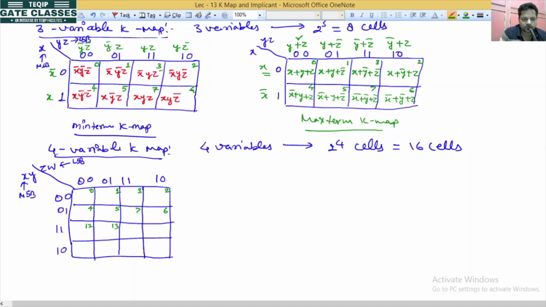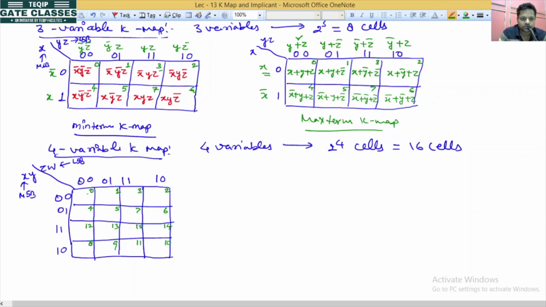From here, it will be 1 1, and from column it will be 1 1. So 1 1 1 1 will be 15. From here we have 1 1, from column we have 1 0, so it will be 14. If you write here, it will be 1 0 from row, 0 0 from columns, so it will be 8, because 1 0 0 0. 1 0 from here, 0 1 from column, so it will be 9. Again 1 0 from here, 1 1 from column, so we have 11. Now 1 0 here, from column we have 1 0, so 1 0 1 0 is 10.